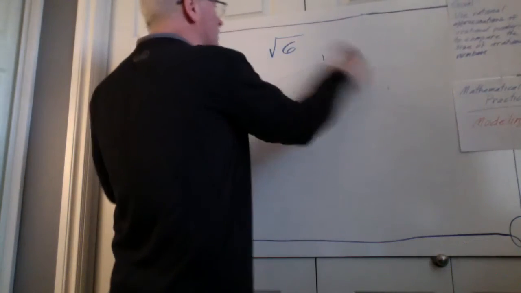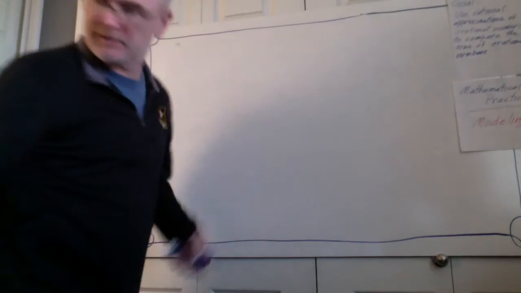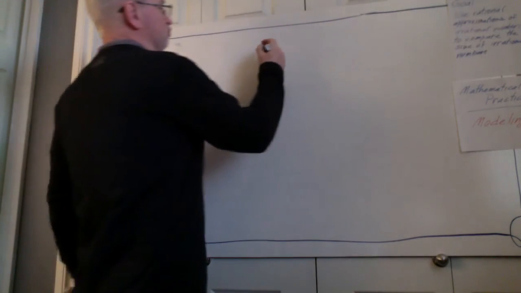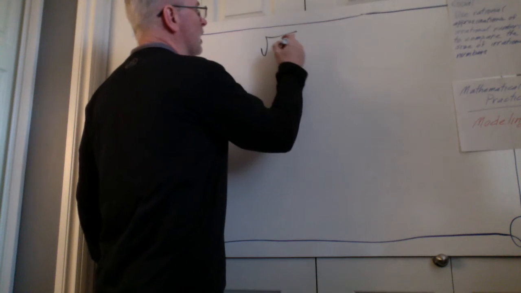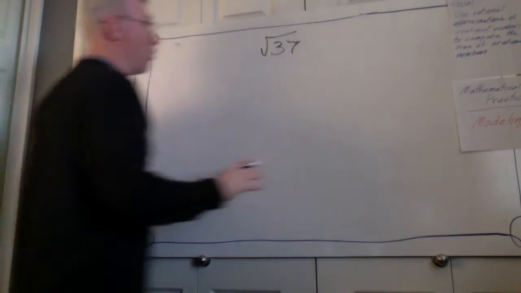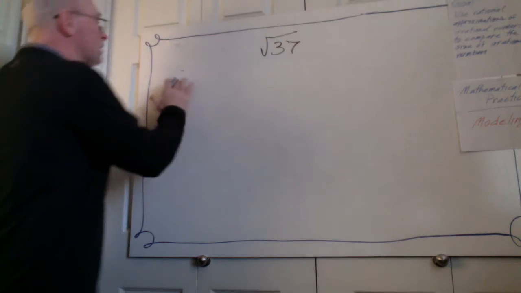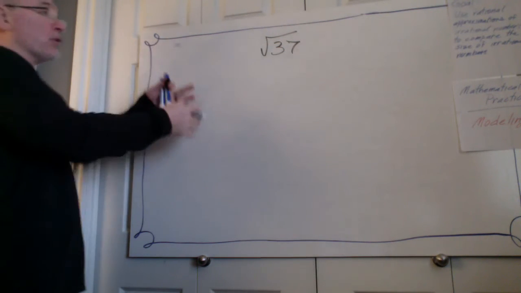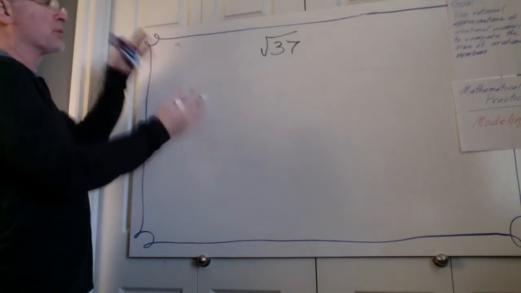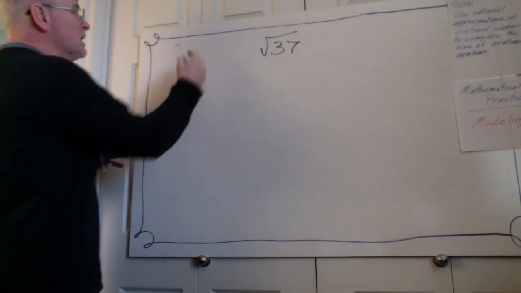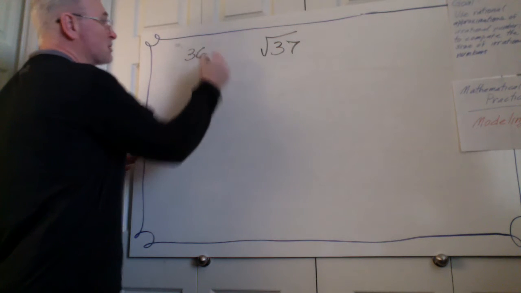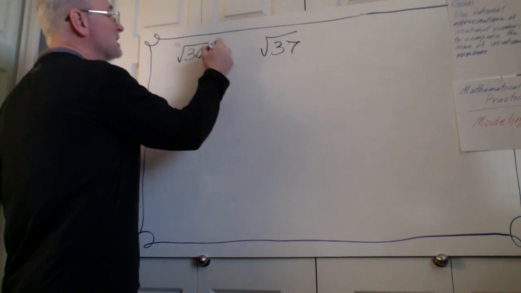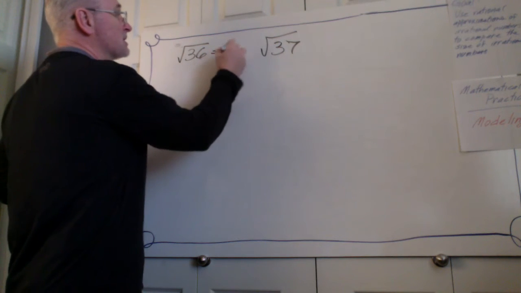So let's look at something else. What about the square root of 37? So what I'd do is I would find perfect squares around the number 37 that I know. So let's go with 36 because 36 is 6 times 6. So I know that the square root of 36 is 6.